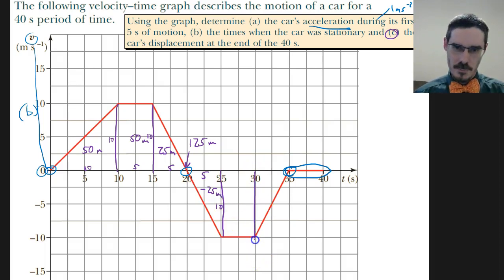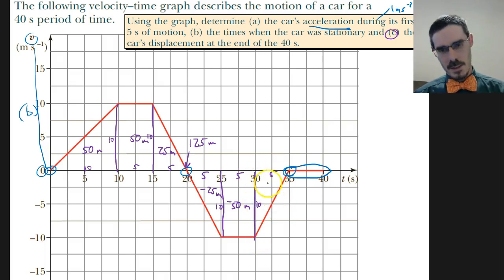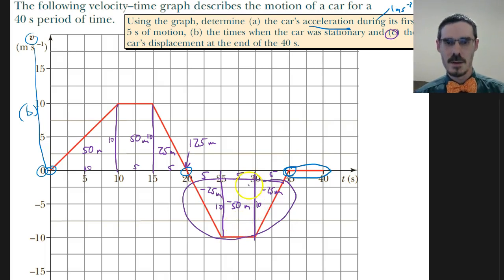This section, that's 10 over here, and that's 5 seconds. So this then is 50 metres, but it's negative as well. And then this last section here, over 5 seconds, it changed again 10 metres per second. So this section is negative 25 metres. So in this whole section here, the displacement from between the 20 up to the 35 was negative 100 metres.